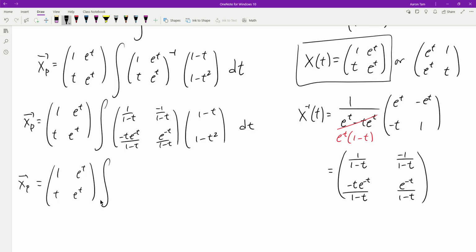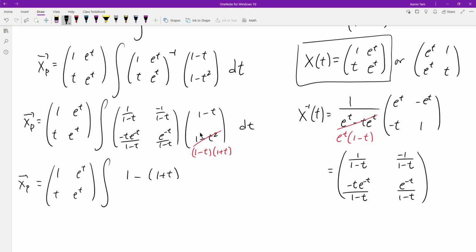So let's see, if I do 1 over 1 minus t times 1 minus t, I get 1. Negative 1 over 1 minus t times 1 minus t squared. Now, here's the important part. I'm going to look at 1 minus t squared as 1 minus t times 1 plus t. So then when I multiply that, the 1 minus t would cancel out, therefore it becomes subtract 1 plus t inside the parenthesis. That's actually pretty simple. That's pretty good. I like it.